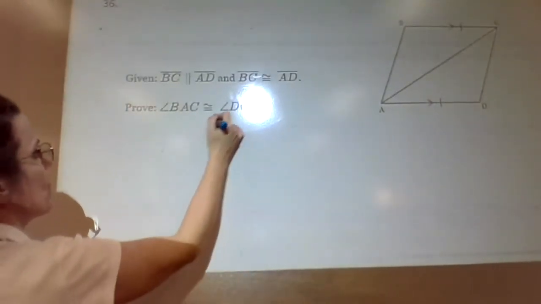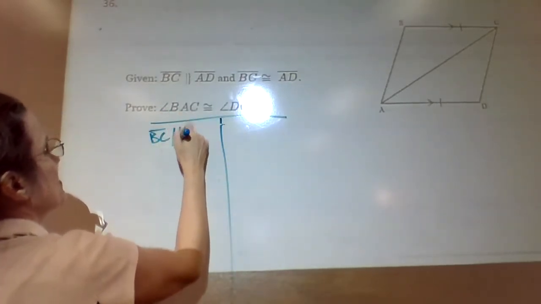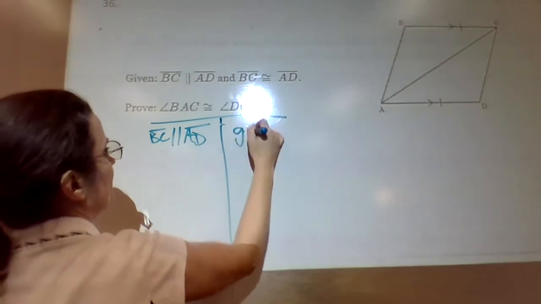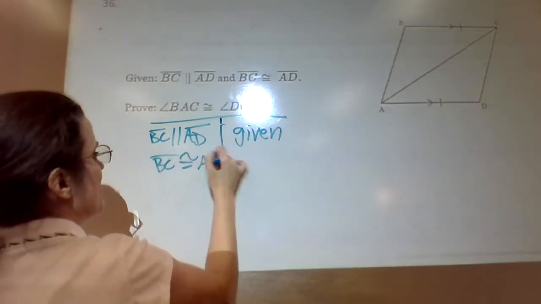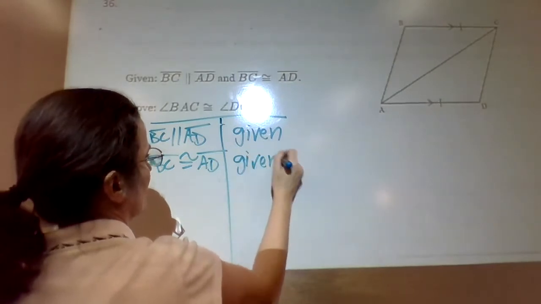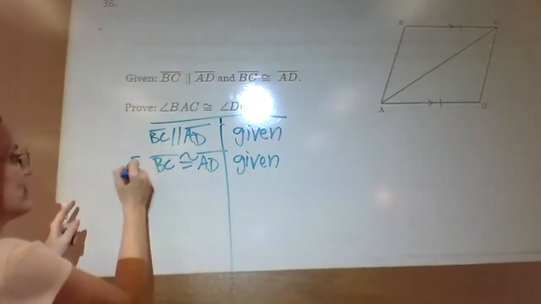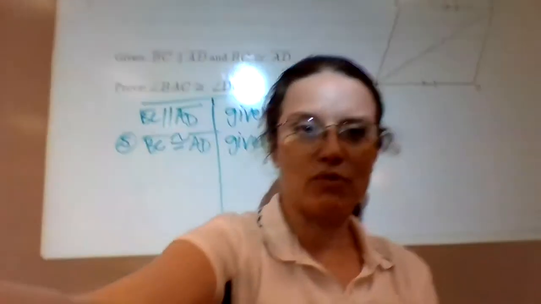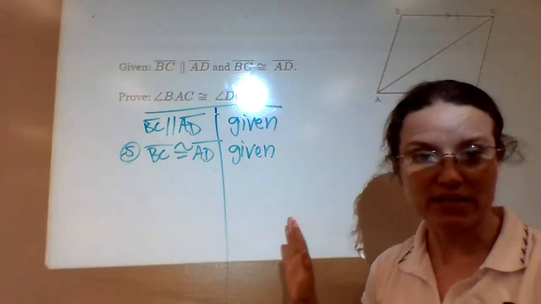I'm going to start off by always listing my givens. So I have BC is parallel to AD, and I have BC is congruent to AD. Okay. Oh, well, that's already one set of things congruent in my triangles. I have a set of sides that are congruent. Awesome. Now I need to find out other stuff I can do.